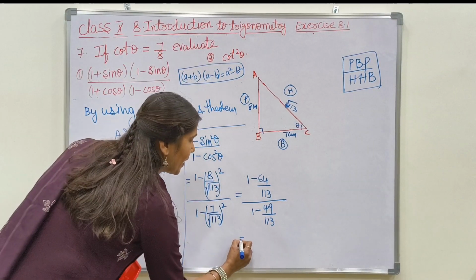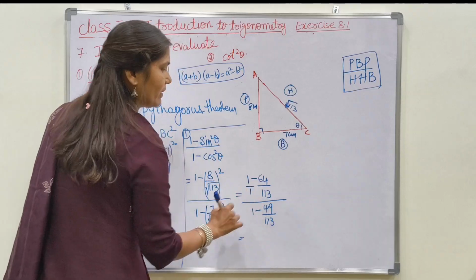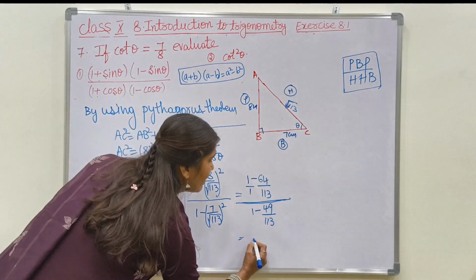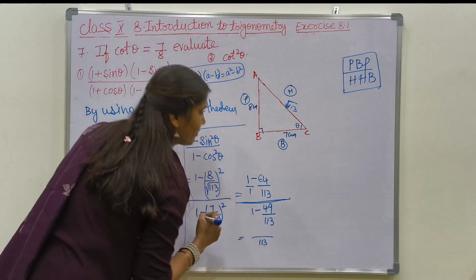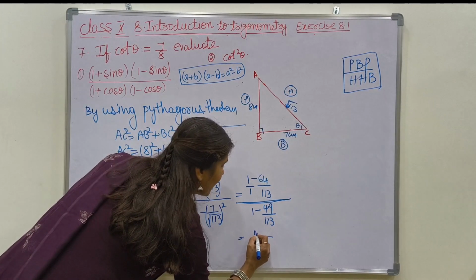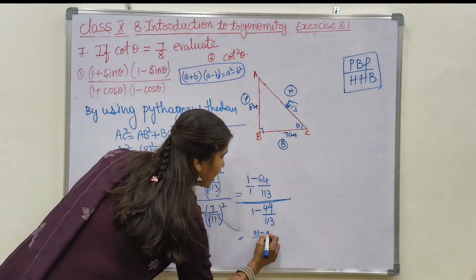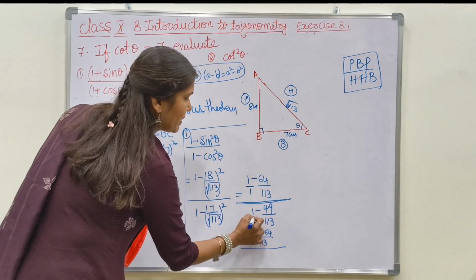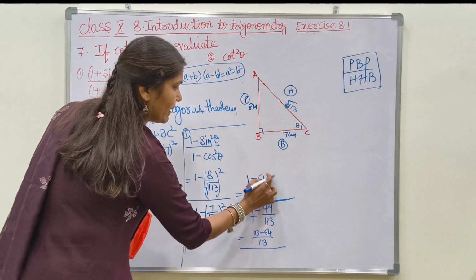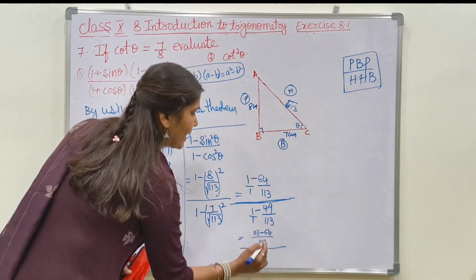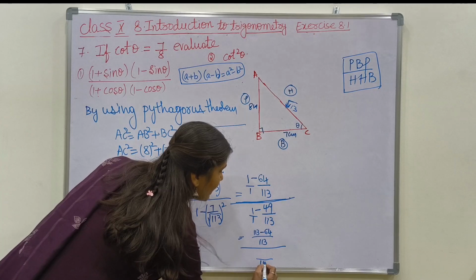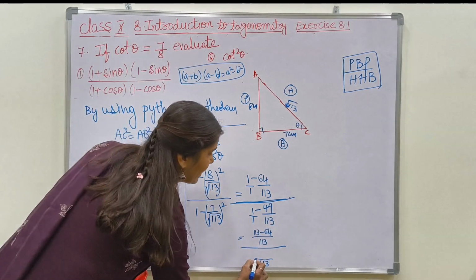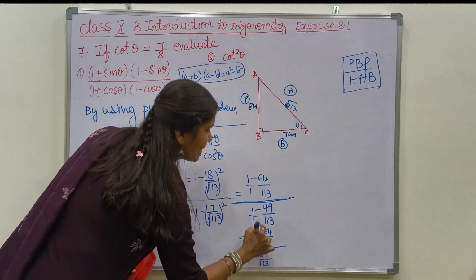Now see here, beta. Here nothing means what? 1. So this is the main divider. This 2 LCM what? 113 is the LCM. Here you will get 113 minus, here you will get 64. Divided by, try to understand. Here also nothing means what? 1. This is the main divider. This one we will simplify. 113 LCM how much? 113. Here you will get 113 minus 49.